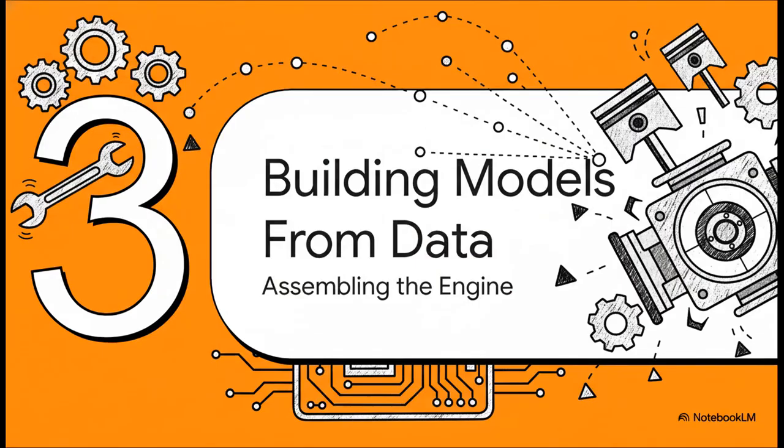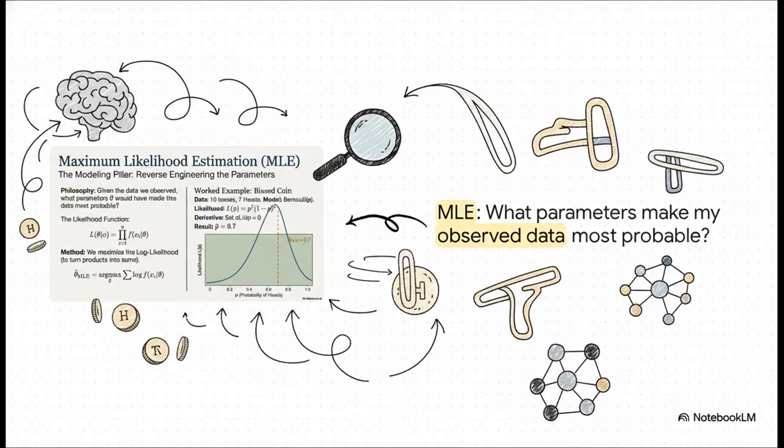Okay, let's move on to our final section and see how all of this builds. With our toolkit for relationships and our understanding of how things behave at a large scale, we are finally ready to assemble the engine. This is where we stop just describing data and we start building models that actually learn from it. A core method for doing this is called maximum likelihood estimation, or MLE. And the whole philosophy is kind of like reverse engineering the data.